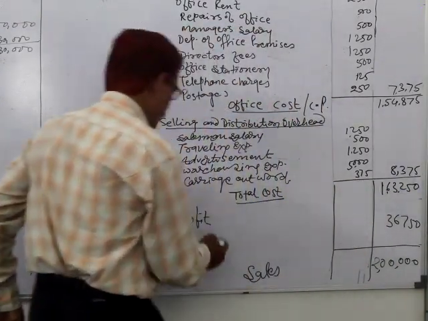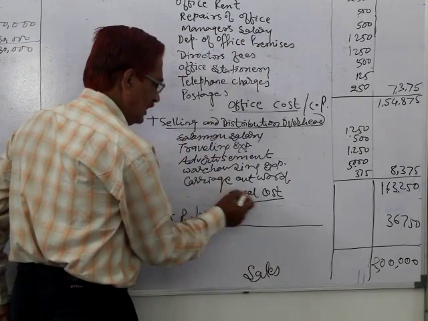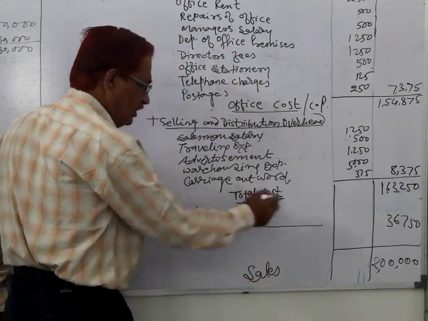Therefore, the difference between total cost and sale is equal to net profit.